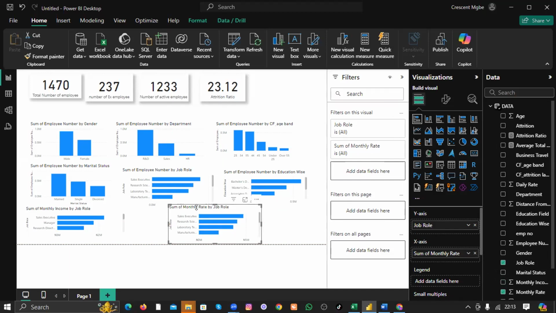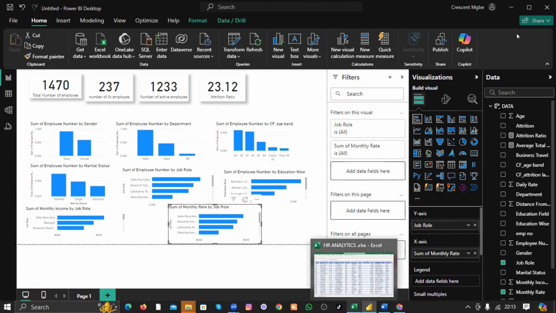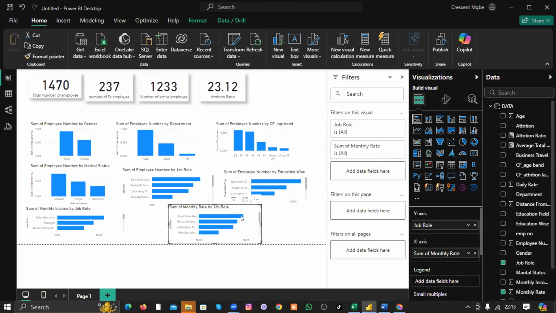Fine. So, of course, these two things are the same, right? This is where that mistake is, monthly rate and monthly income. But still, I think here, sales executive still earn highest, and then followed by this and that. So we've done justice to this.